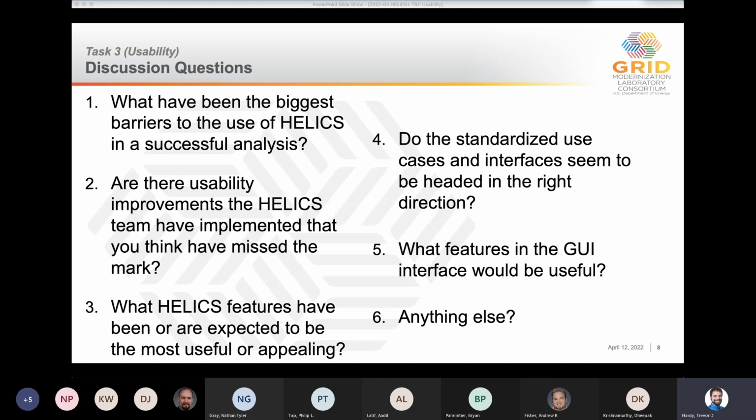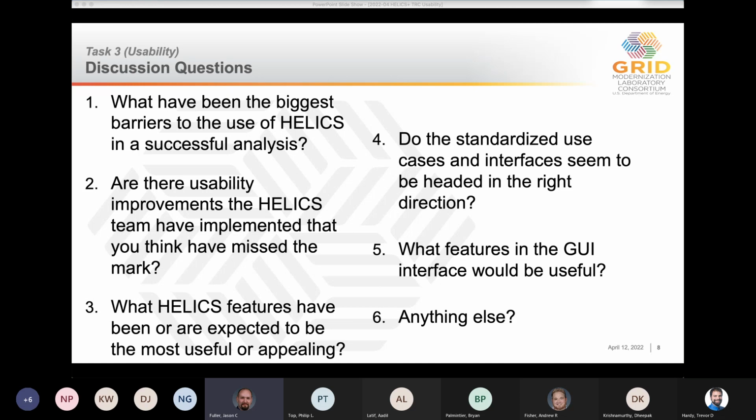I'll throw this out specifically and see if anybody bites. Number 4 there, the standardized interface, standardized use cases stuff. How did that strike you? Overly restrictive, not useful, could be amazing? However, maybe we're running out of energy here at the end of the day, or at least the end of the sessions.